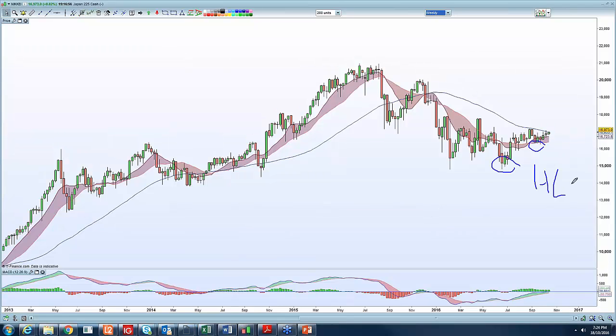Okay, for an uptrend to continue, a higher low needs to precede a higher high. And this is the new high that it needs to break. If it breaks this high, chances are it's going all the way up.